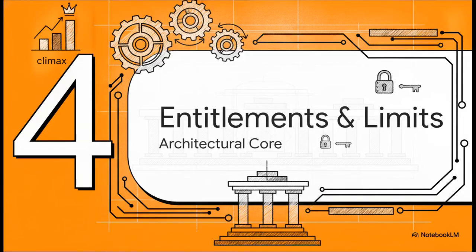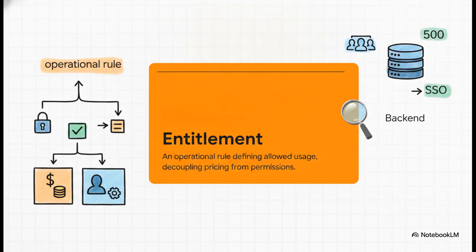All right, part 4, product entitlements and limits. This brings us to the absolute climax of our architecture. What's really interesting here is the definition of an entitlement itself. An entitlement is basically an operational rule that defines what a customer is actually allowed to use. It fundamentally decouples your commercial pricing from your product permissions.